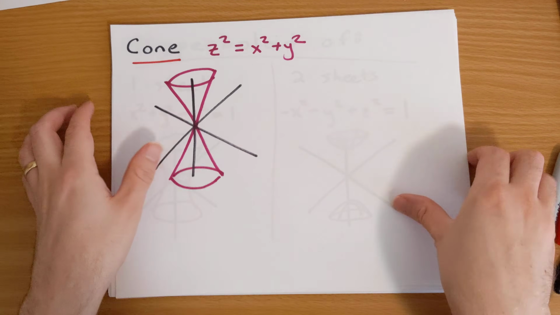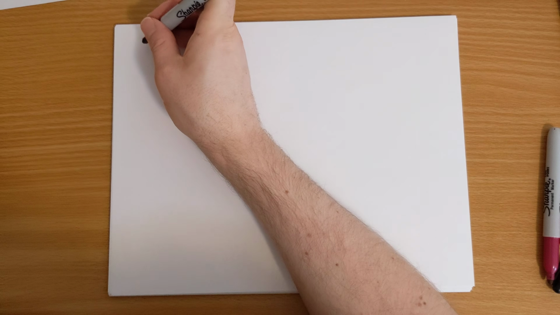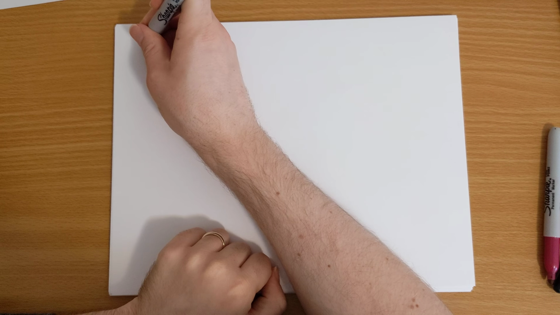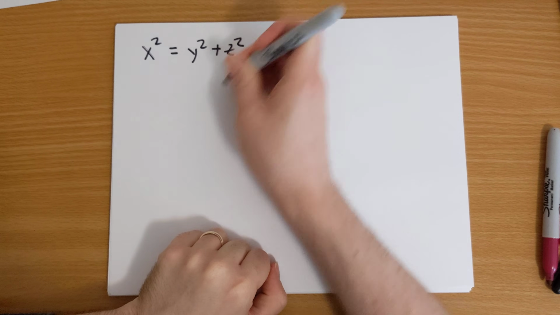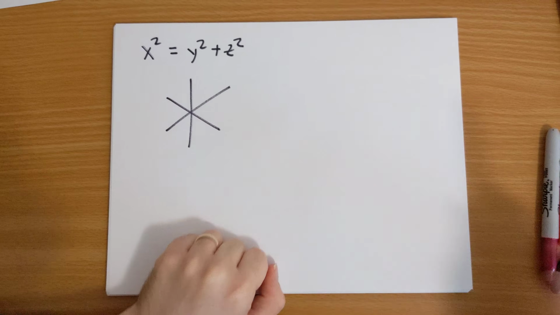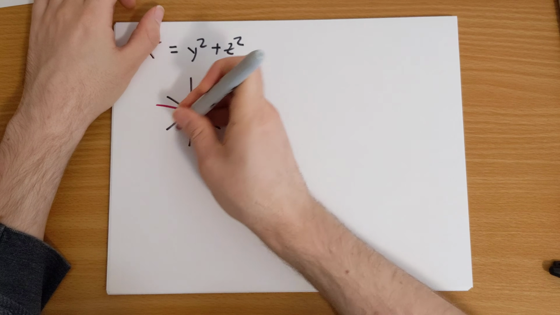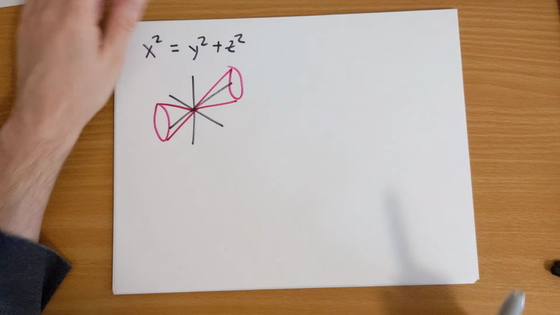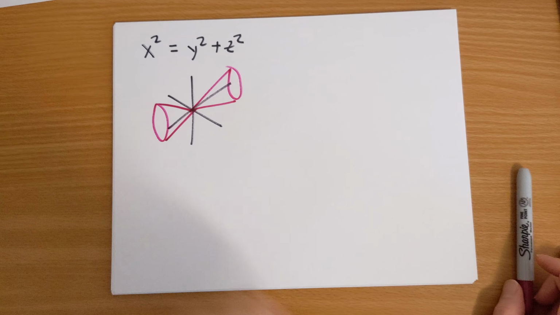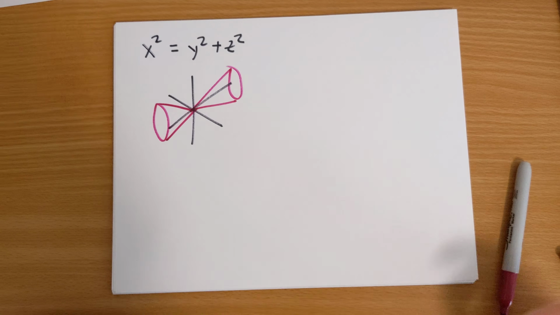So as a follow-up example, if instead I said, think about x squared is equal to y squared plus z squared. The fact that x squared is on the left tells us that we are going to be centering our cone on the x-axis. And if it was y squared is equal to x squared plus z squared, the cone would be centered on the y-axis.